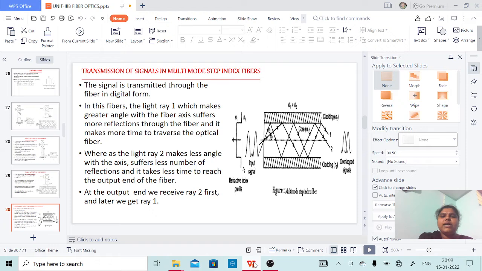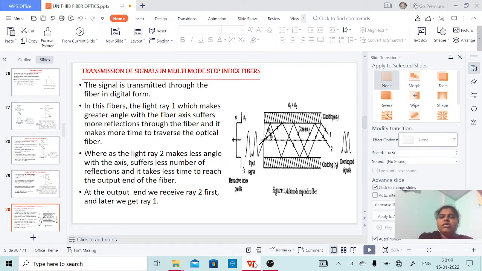So now, transmission of signals in multi-mode step index fibers. That means whenever the multiple rays are traveling through this fiber, the concept of overlapping will arise. Let us see how it will be transmitted. The signal is transmitted through the fiber in digital form.